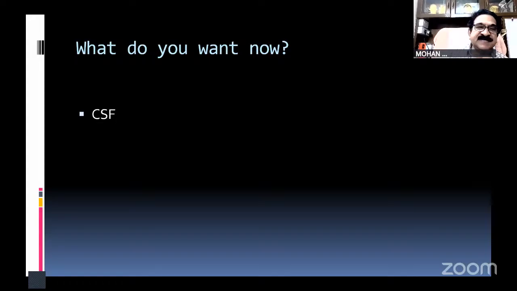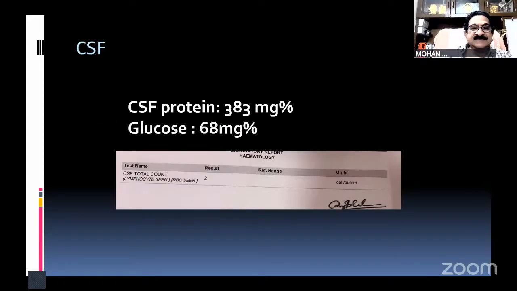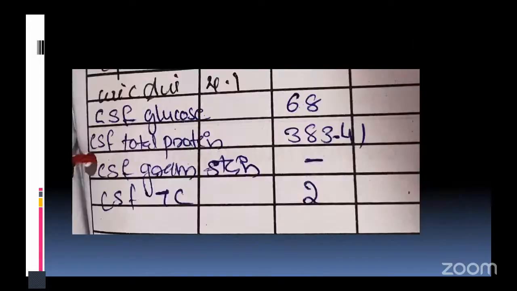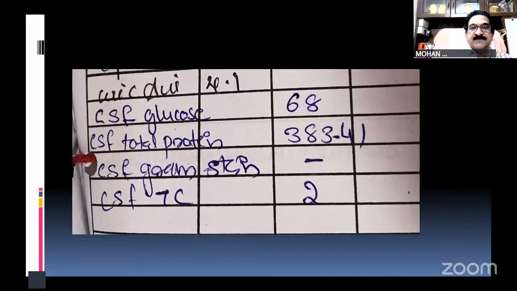Since there is weakness, CSF was done. CSF showed a protein of 383, glucose 68, cell count 2. Gram stain was negative, no organism seen. And this is a protein 383, glucose 68, cell count 2.